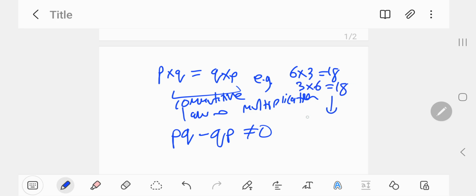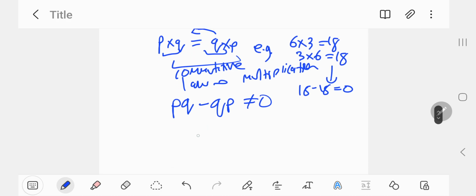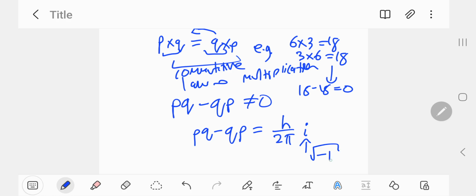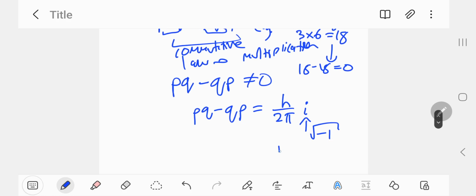So classically, 18 minus 18 is 0, right? Rearranging this equation from algebra, this is 0. But he actually proposed that PQ minus QP is in fact h over 2 pi times i, where i is just the square root of -1. It's called an imaginary number. That's i. H over 2 pi, remember, comes from the quantum postulate for things like angular momentum.